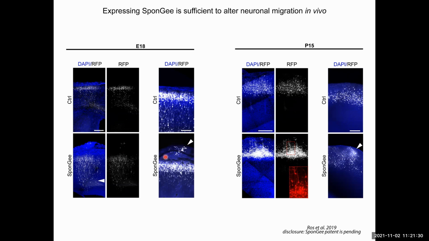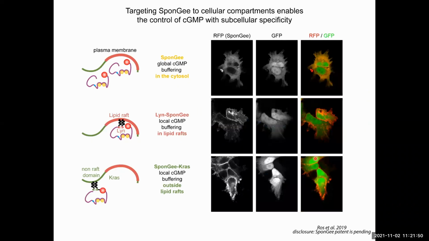These heterotopias are mostly reduced at P15, a bit later, but some of them are still present, and we detected as well at P15 abnormalities in the orientation of the apical dendrites of the electroporated neurons. So we do have with SPONGI something that is useful in vivo.